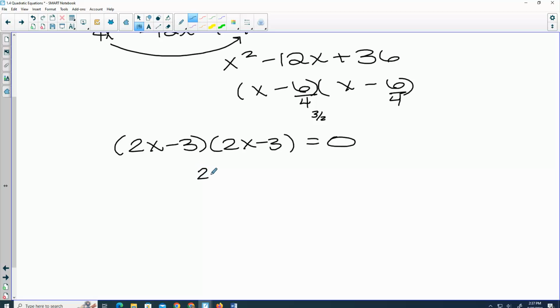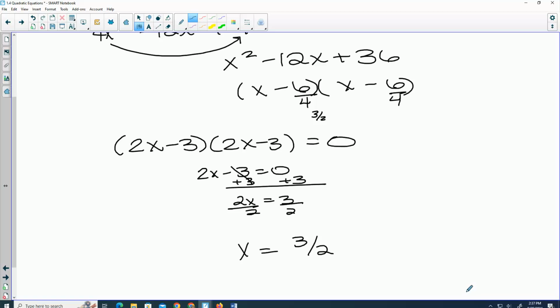So to solve it, we're asking ourselves, when is 2x minus 3 equal to 0? If you can't look at it and tell, then solve the equation. You would have to add your 3. Divide by 2. And we get 3 halves. But you guys told me I have to get 2 solutions. It's the same one. We got the same thing twice.